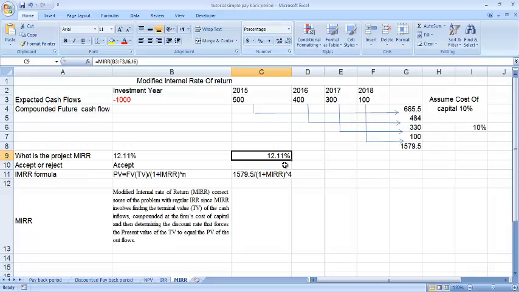and here it is. Okay, so accept or reject the project. The MIRR is over the cost of capital, so we're gonna accept it.